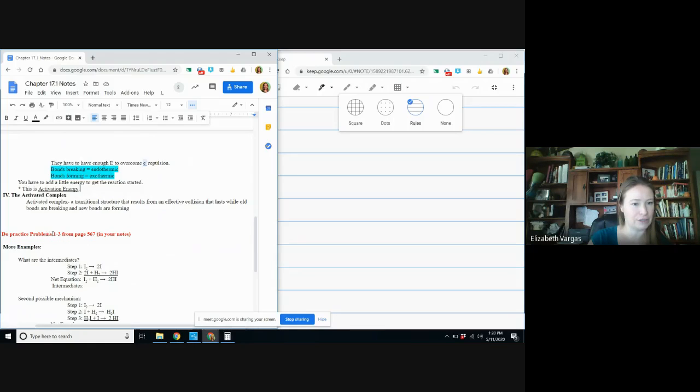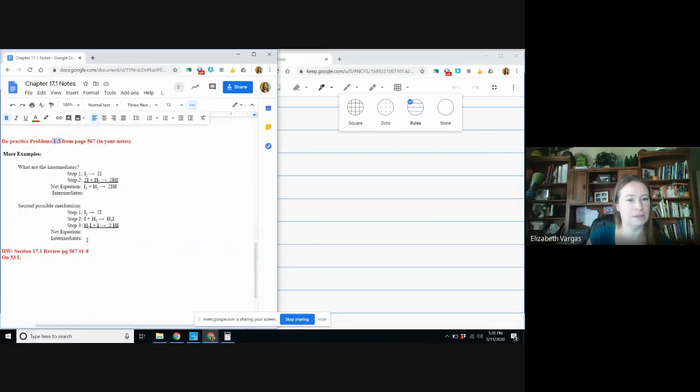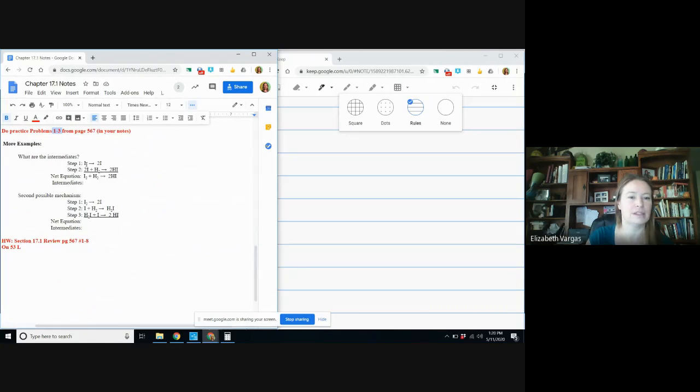Okay, and then you guys look at these practice problems from your book. The answers are usually in the back of your book, so you can look up the answers to those. Okay, look at these two. These are the ones in your book. So looking at these, what are the intermediates? You guys can fill in the blank here with the intermediates of the two-step mechanism.